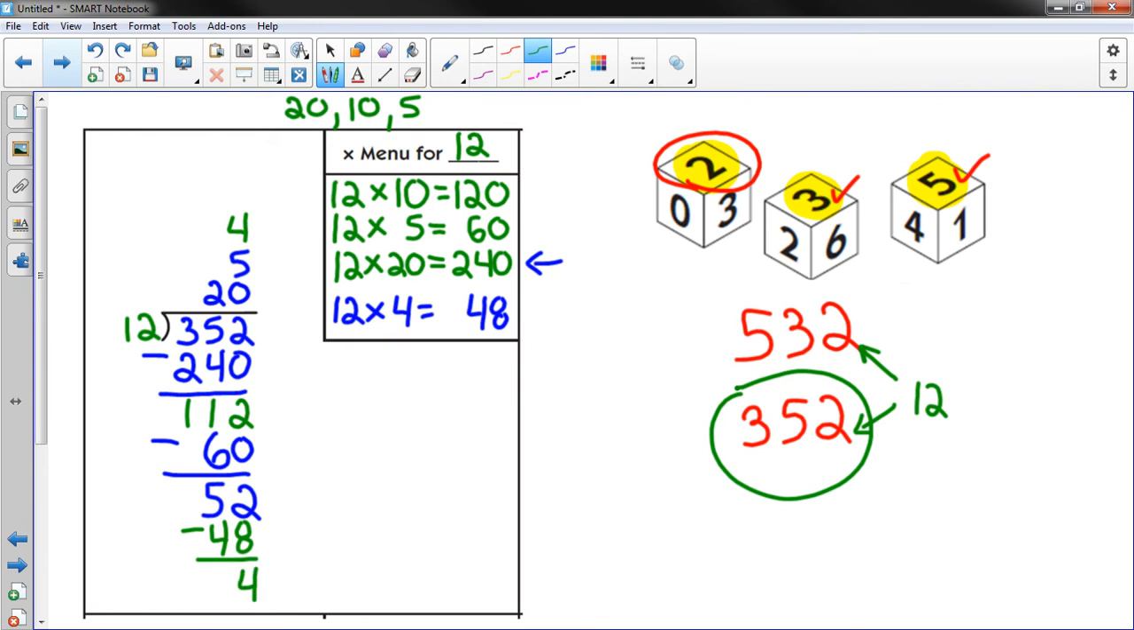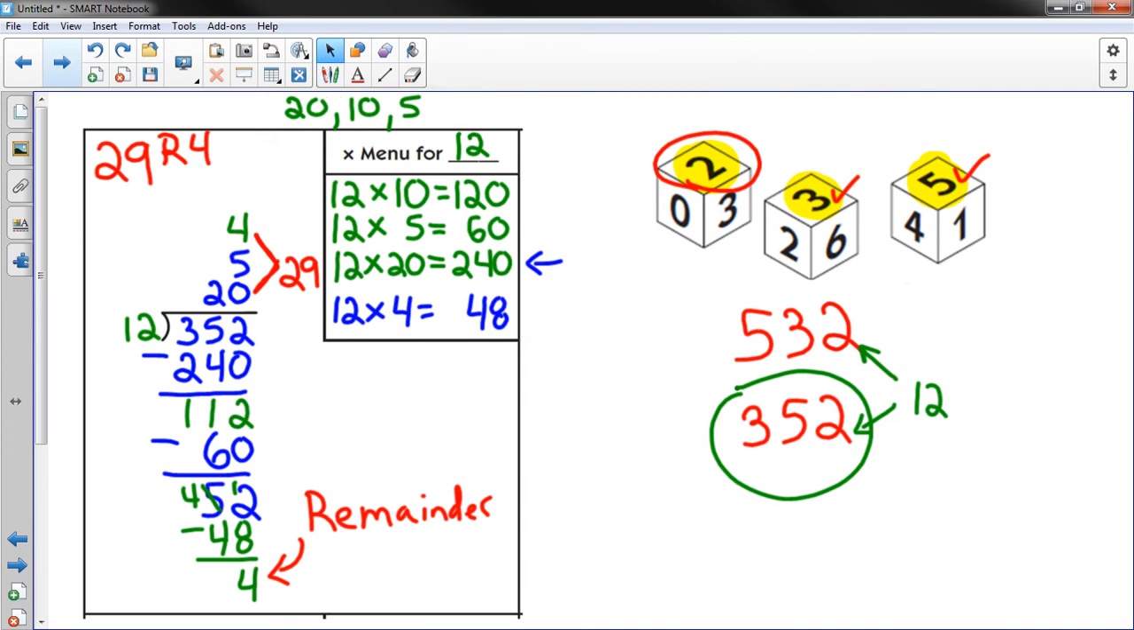Subtract. And that's my remainder. So all these together make 29. And don't forget your remainder down below here. This is your remainder. So my final answer is 29, and then we just put an R for remainder 4.